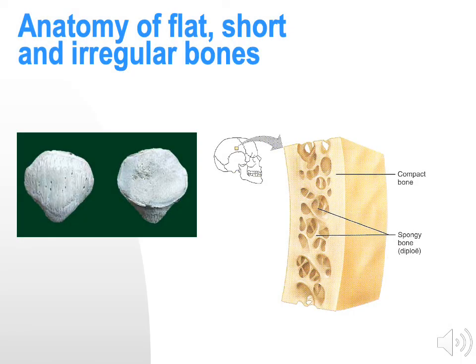Here then we can see the structure of, in this instance, a flat bone from the cranium. But this would be very similar if it was one of the short bones or one of the irregular bones. We have on the outer edges a thin layer of compact bone with a layer of spongy bone sandwiched in between. So from the picture there, we can see the clear differences between those two different types of bone tissue.